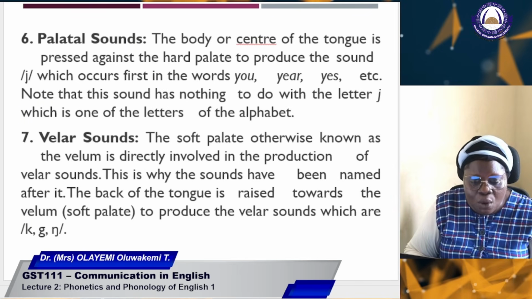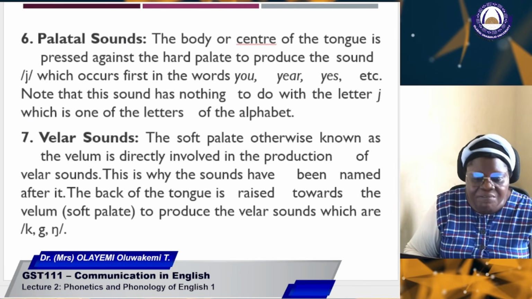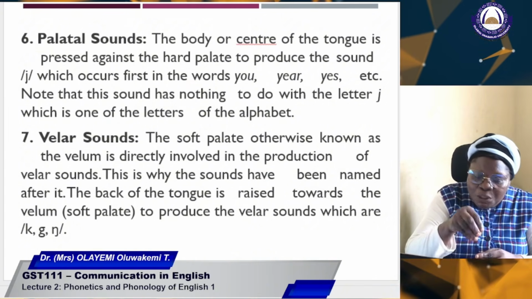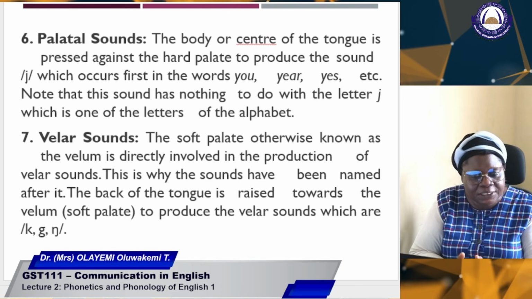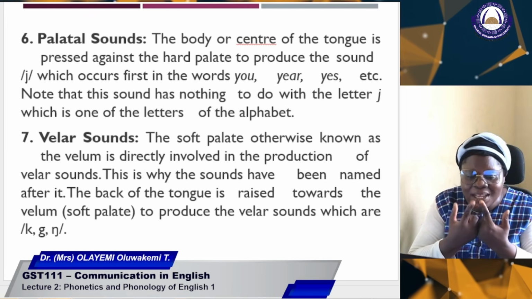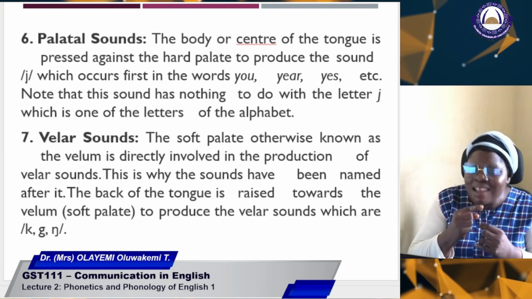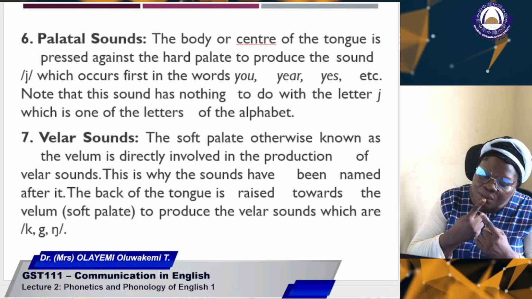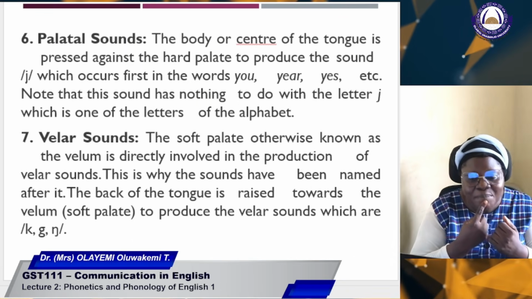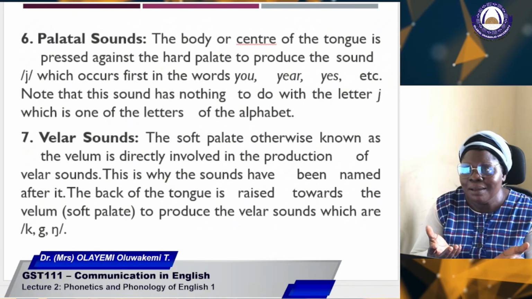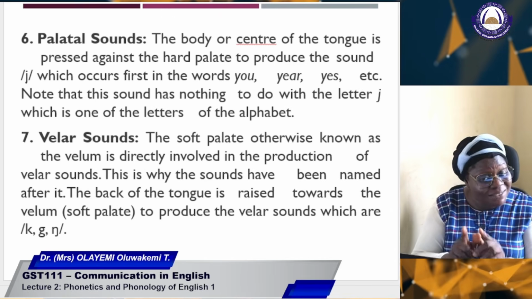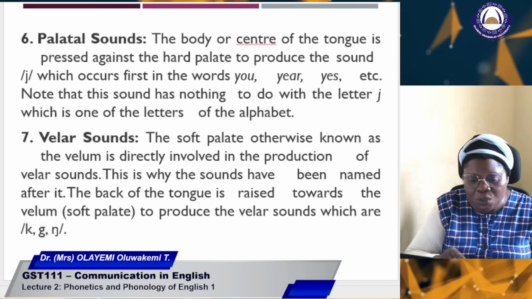Now we move to the next one, number seven. We talk about the velar sounds. You will realize that these sounds are named after the speech organs that are involved in their production. So when you hear bilabial sounds, what comes to your mind? The two lips are involved. When you hear labiodental, you know that the sounds are produced with the lower lip and the upper teeth. When you hear alveolar sounds, you know that the alveolar ridge or the teeth ridge is involved, and the tip of your tongue is also involved.